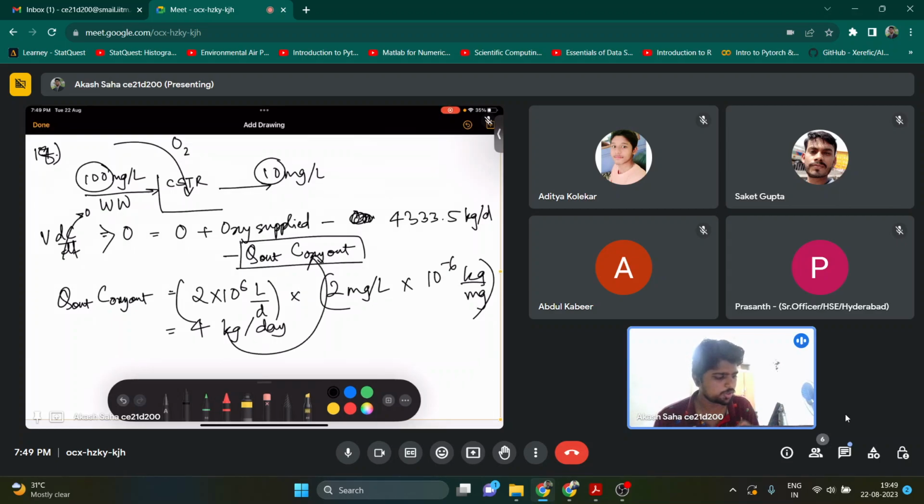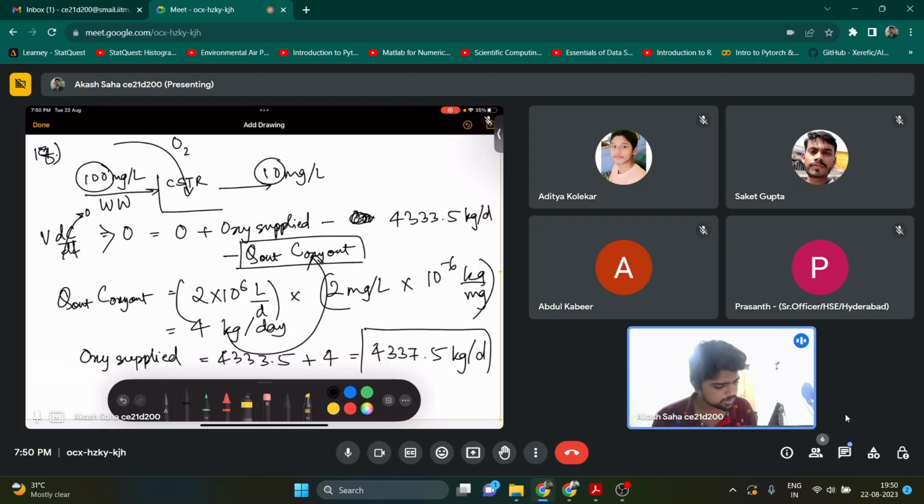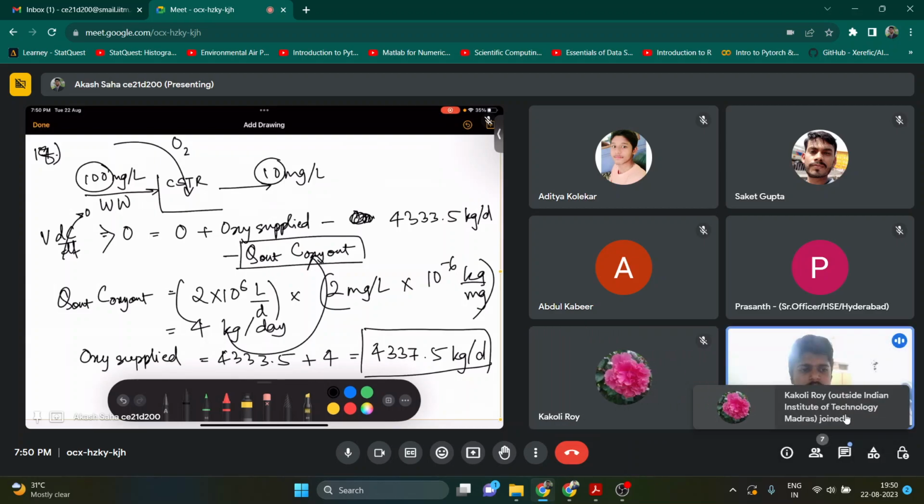We will substitute the value here. So oxygen supplied will be equal to 4333.5 plus 4, equal to 4337.5 kg per day. So this much amount of oxygen has to be supplied in a CSTR reactor to degrade my wastewater strength from 100 to 10, and also maintain 2 milligram per liter of oxygen in the system.